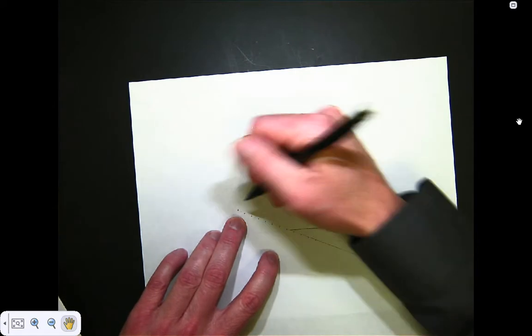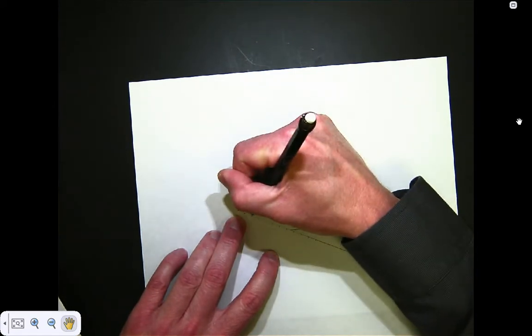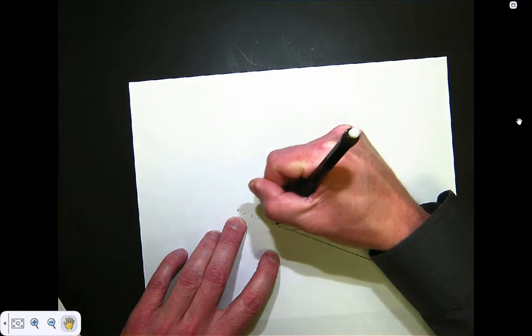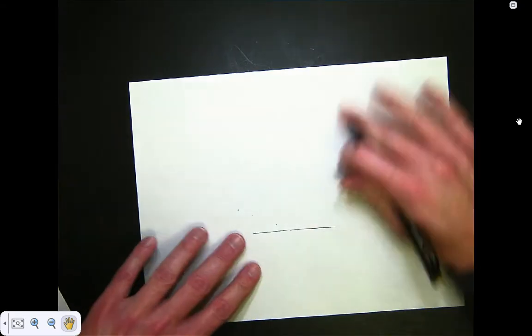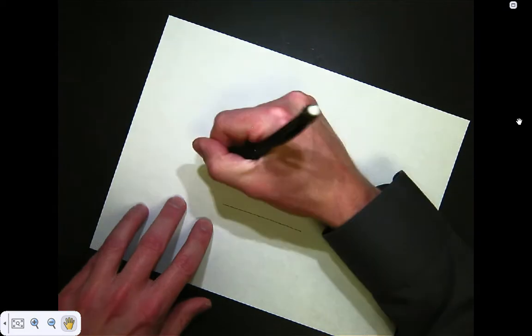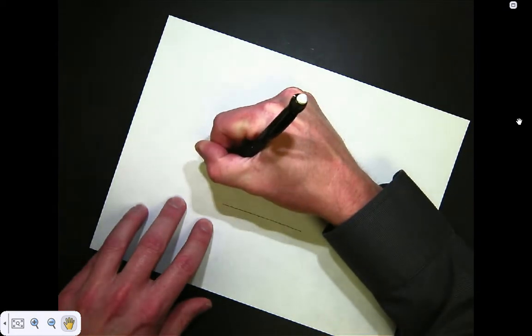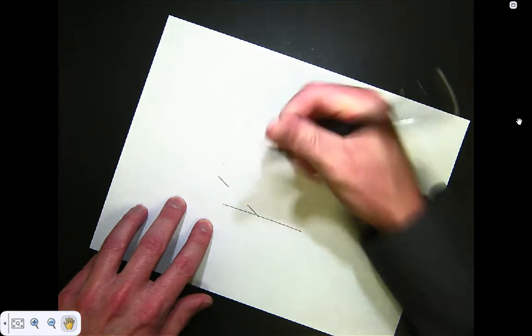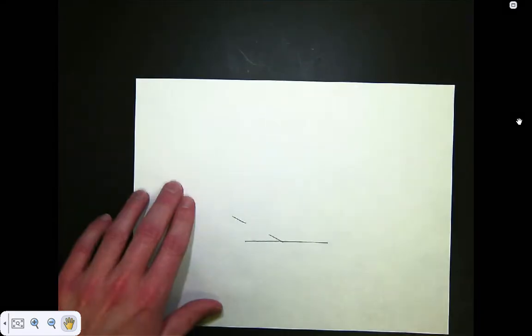Now I need to mark 2 in from each side, so that'll be 1 there and 1, 2 there. Okay, and now I want to connect those points. All right. Now I want to go up by 2 from each end point.